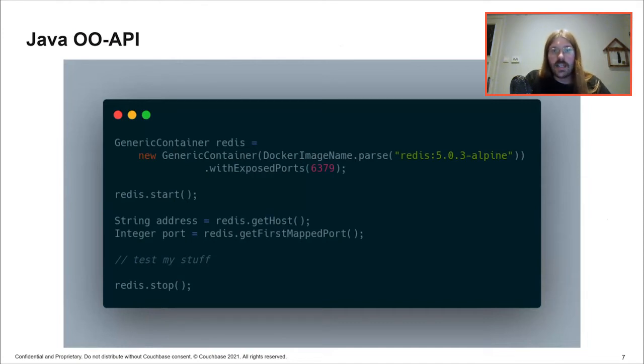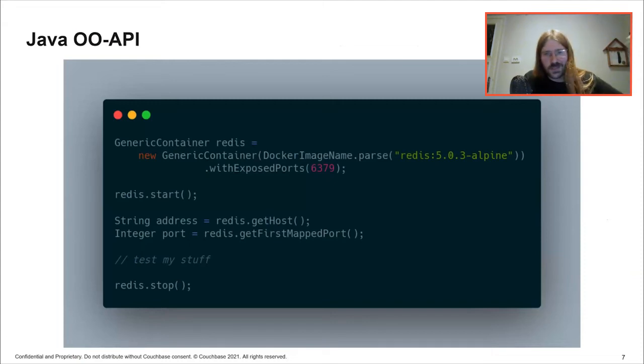Here in this case, I say I want to have a new generic container. Generic container is just wrapping any kind of Docker image, basically. In this case, I just throw in a Redis just for fun. Why not? So I instantiate a new container. I say which image it should be based on.